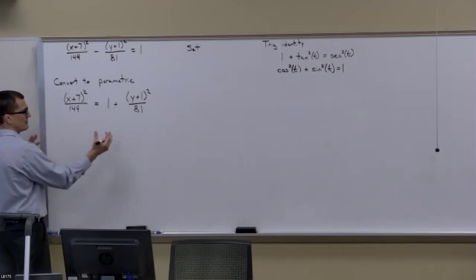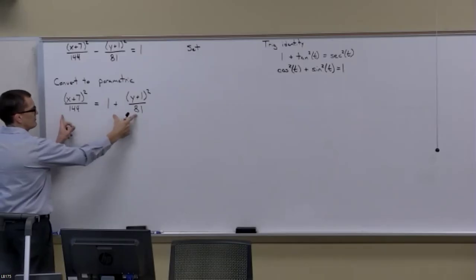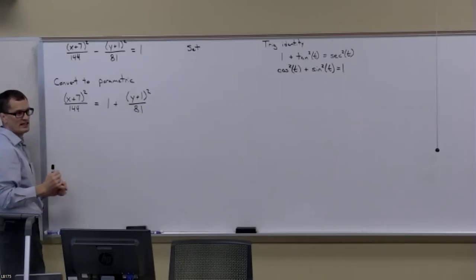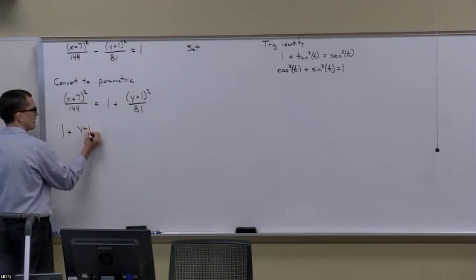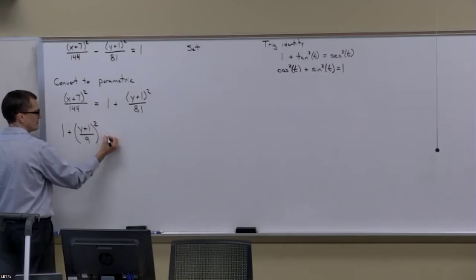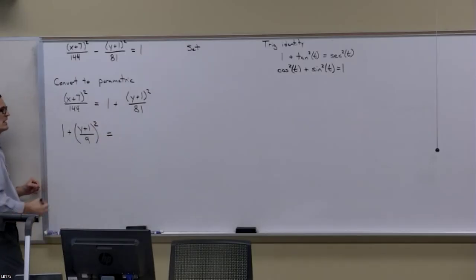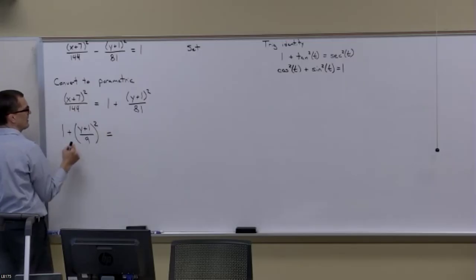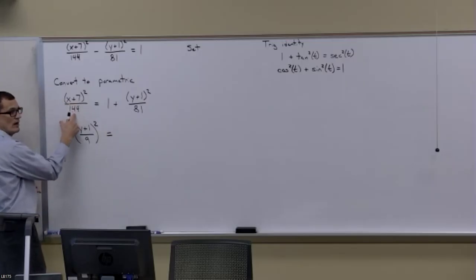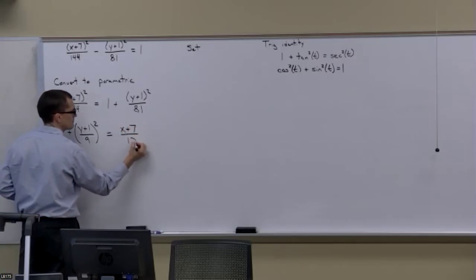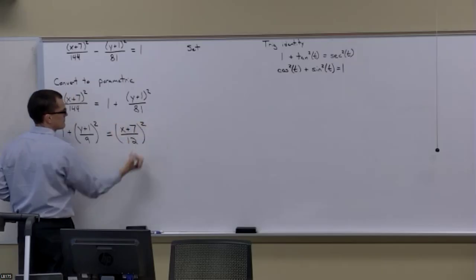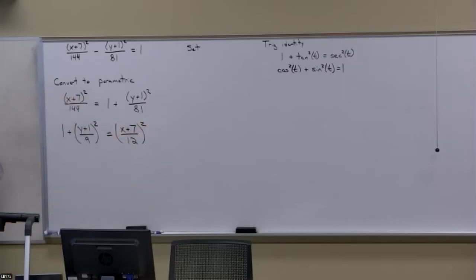I know I've kind of changed left and right side. I'll change left and right side so it looks exactly like that identity. That'll be 1 plus (y plus 1) squared over 81. I'm going to change that to (y plus 1) over 9, squared. And then this one I'll put on the right-hand side. That'll be (x plus 7) over 12, quantity squared. All right. I just flip sides.